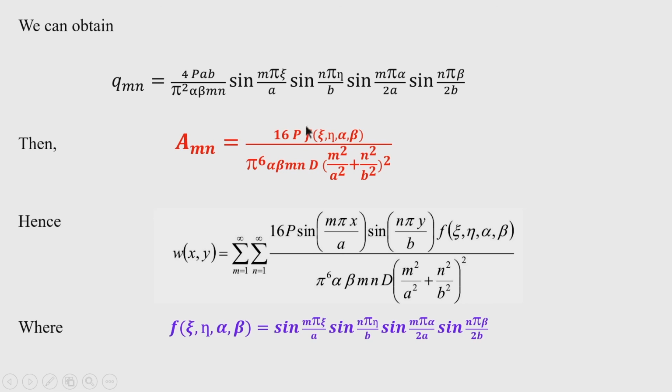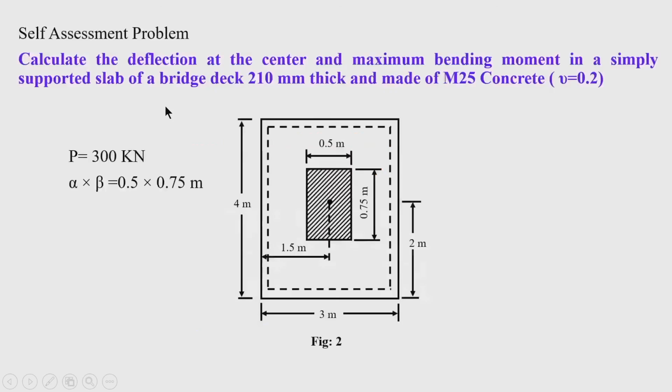So, this function I have written separately. So, f of xi, eta, alpha, beta is now sin m pi xi by a sin n pi eta by b sin m pi alpha by 2a sin n pi beta by 2b. So, knowing this function we can completely know Amn, and then qmn and other quantities can be calculated. Okay.